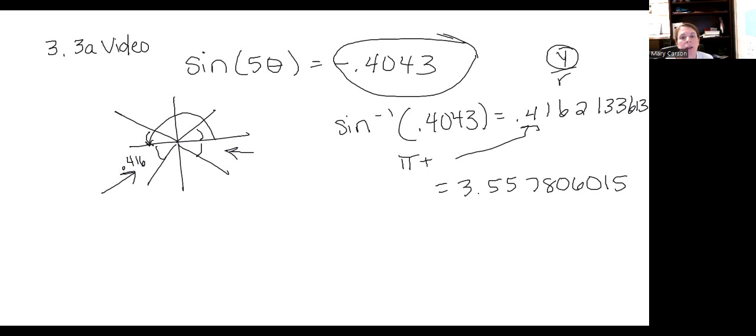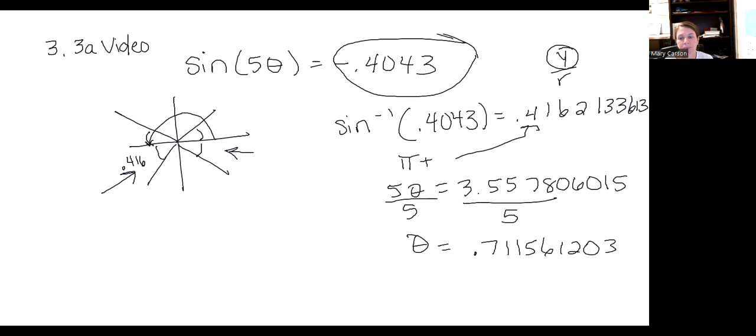So I'm going to put that in the calculator, add pi to it, and we end up with 3.557806015. And we're going to set that equal now because we have a 5 theta here. If we want to solve for theta, we have to divide this by 5. And when you do that, you'll end up with theta equals 0.711561203. That's just one of your angles.